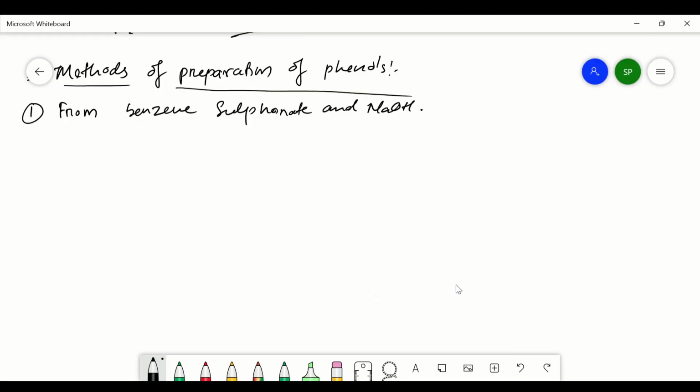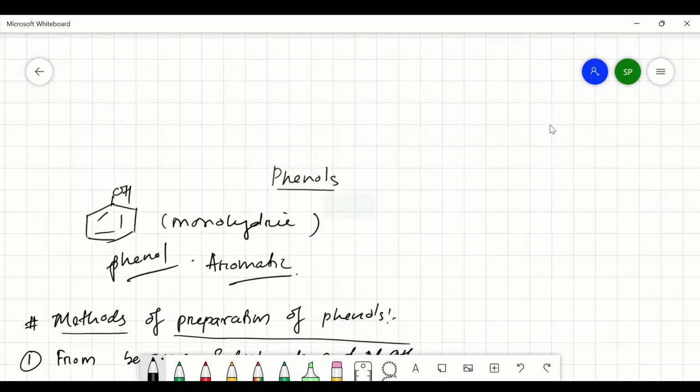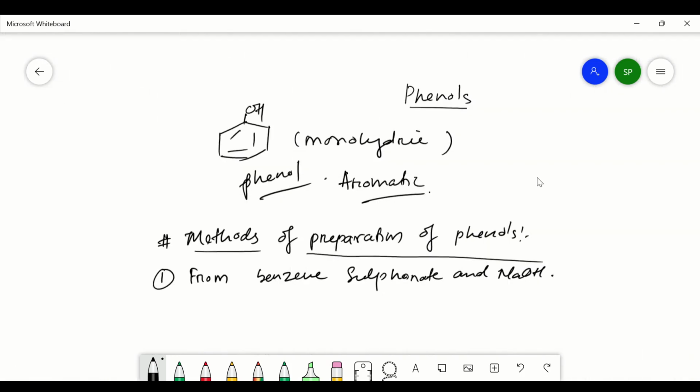Today we'll start with phenols. Phenols are the aromatic alcohols, or you can say you all know what phenol is. In phenol we'll first start with the methods of preparation of phenol.